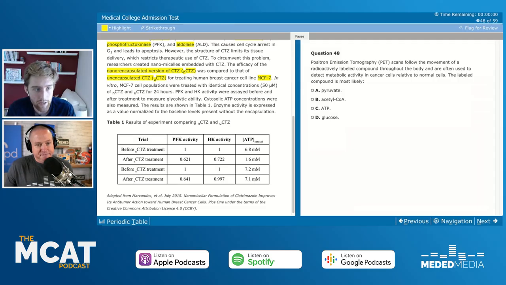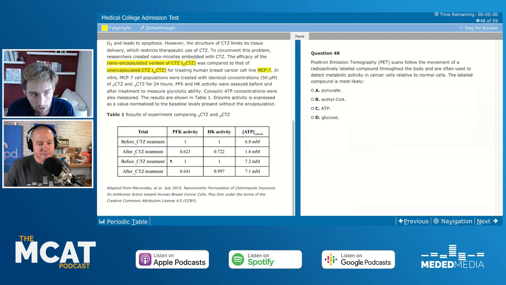Okay. We go to Table 1. We have a whole table of data. So we have before NCTZ treatment and after, and then before UCTZ treatment and after, and then as the columns, we have PFK activity, phosphofructokinase, HK activity, hexokinase, and the ATP concentration in the cytosol.